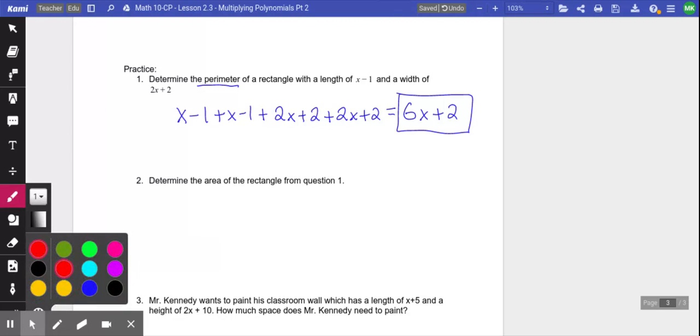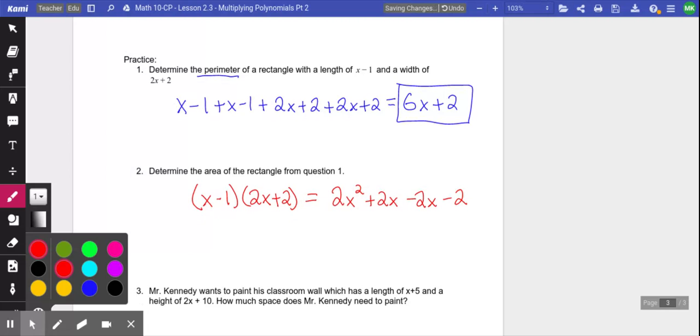The area should have been your length times your width, which is x minus 1 times 2x plus 2. Whatever method you get, you should have ended up with 2x squared plus 2x minus 2x minus 2. And then you should have those two things right here, plus 2x and minus 2x, they equal 0 when you add them together, so they go away. So your area would have been 2x squared minus 2.